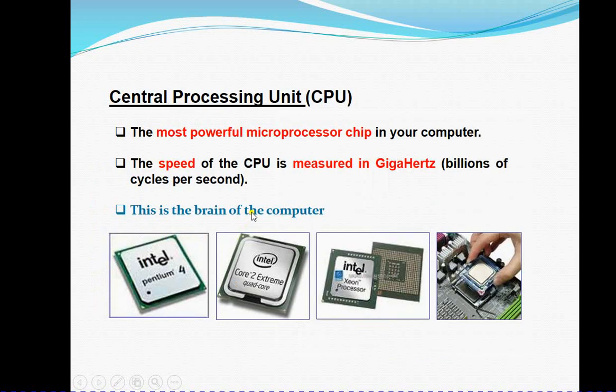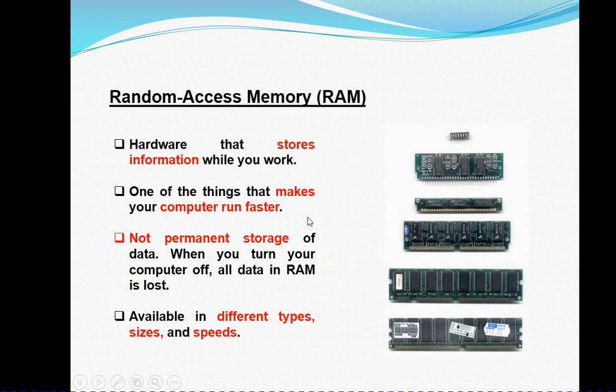The central processing unit or CPU is the most powerful microprocessor chip in your computer. It's the one that lets your computer think. It is the brain of your computer.